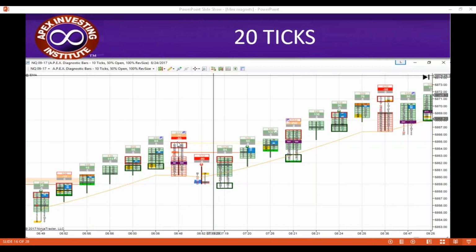Okay, as far as when you see a bar start to form with a mini magnet, it could just be an elevator, and we don't know that until after, right? But if you don't want to get knocked out, maybe just pull your trailing stop back a few ticks to give that some room.